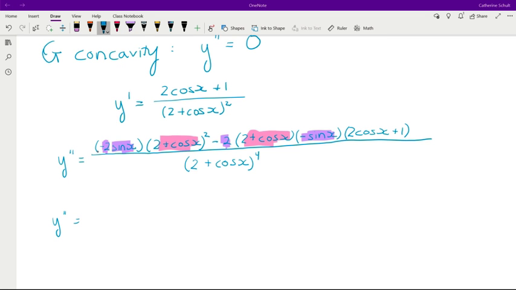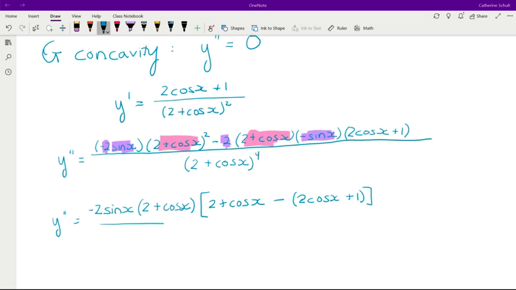So I'm going to factor out the purple negative 2 sine x. I'm going to factor out the pink 2 plus cosine x. And now what are we left with? In the first term, we'd be left with 1 copy of 2 plus cosine x. And in the second term, that goes away, we'd have just the 2 cosine x plus 1. So that's not as bad, right, once we factor out everything.